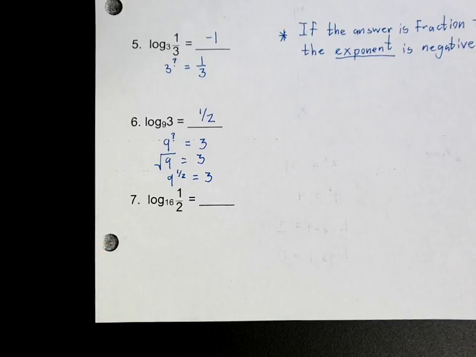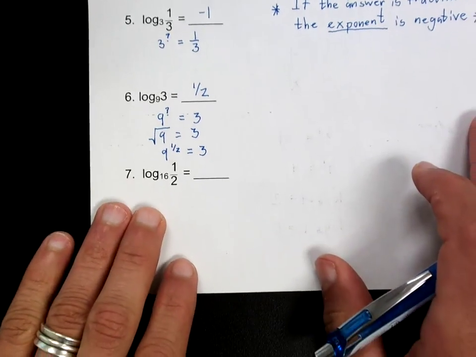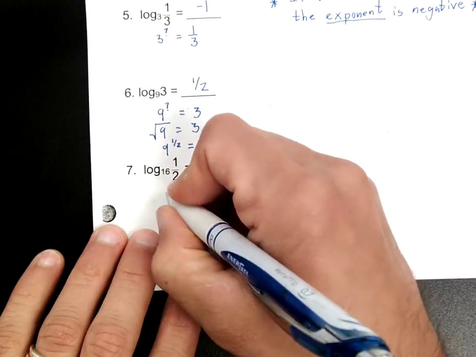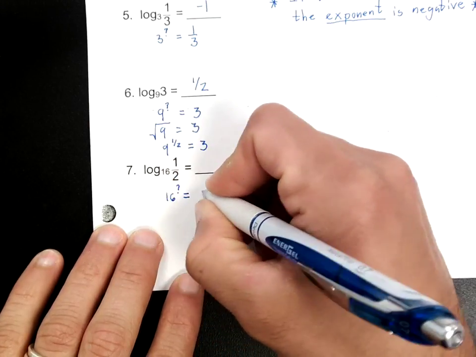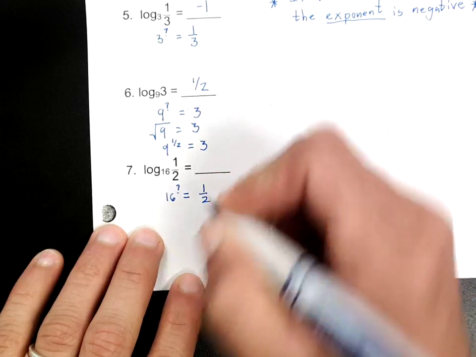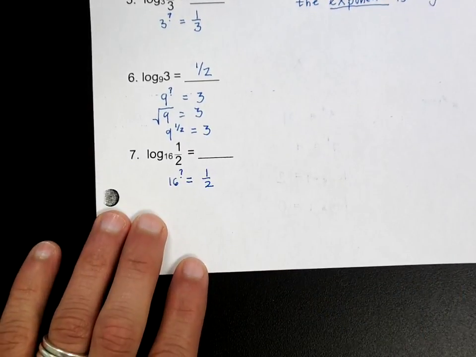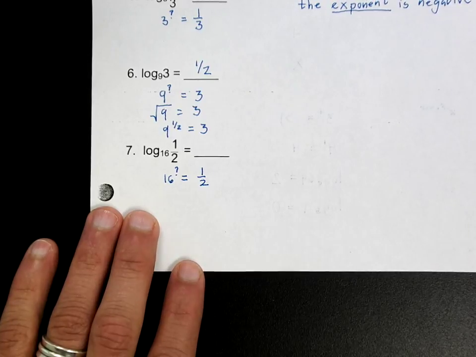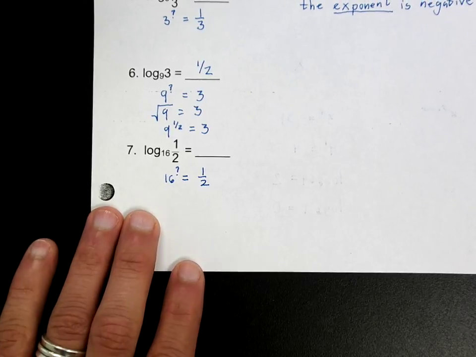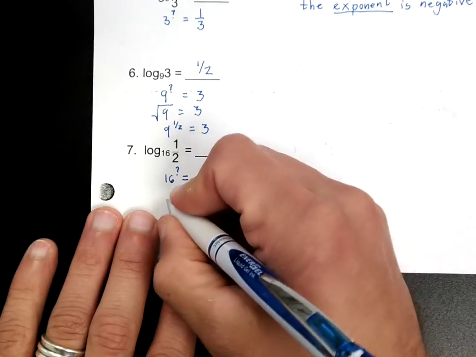Alright, this last one is probably the hardest one you're going to see on the next worksheet of the homework, the one you're doing right now. But this is the way you need to think about it, right? So we have 16 to the what power is equal to 1/2? Now this one's a little bit hard, all right, because remember what I said, right? If you have a fraction, you have a negative exponent. So we kind of know that ahead of time, hopefully. But let's think about it this way.